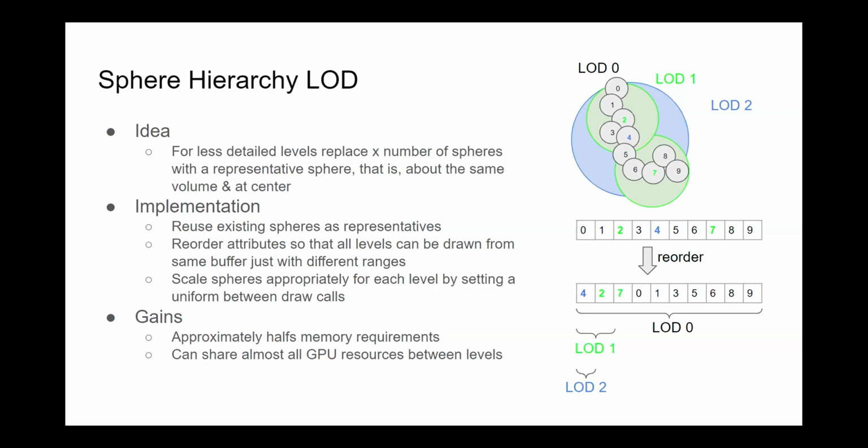We do the following to implement this. For the representatives, we reuse existing spheres. We just use every nth sphere, since proteins are essentially space-filling curves. Then we reorder all the attribute buffers for the spheres so that less detailed levels come first, as shown in the bottom right. Then we can draw different levels by simply using different ranges of the attributes, and also setting a scaling uniform. This allows us to share almost all GPU resources between the LOD levels and save about half the memory compared to a generic approach.